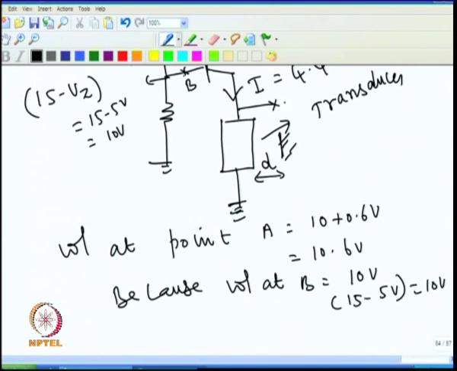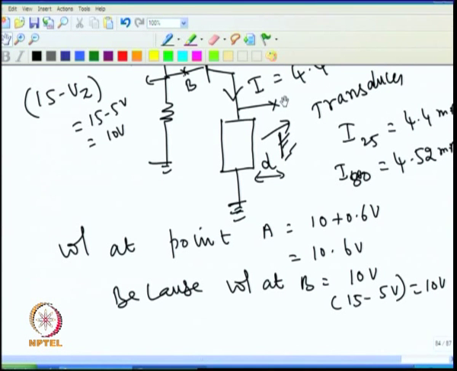So, the current at 100 degree C becomes 4.52 milliampere, whereas I at 25 degree was 4.4 milliampere. At 80 degree C it is 4.52 milliampere. So, with temperature this current has increased effectively. If the current increases, then the voltage across this will also increase.